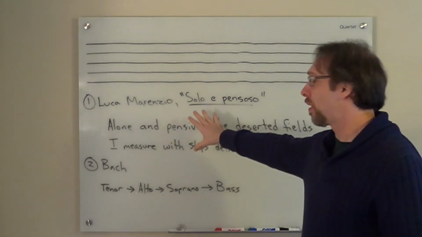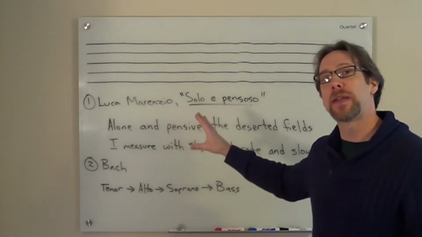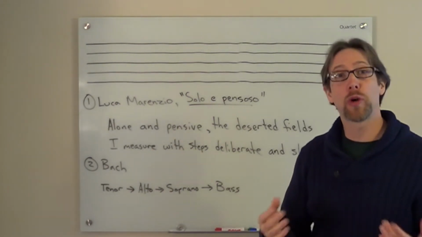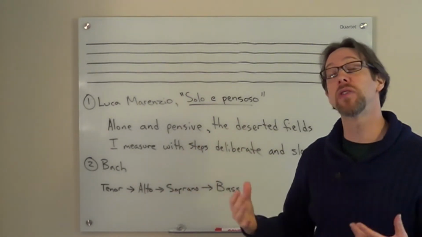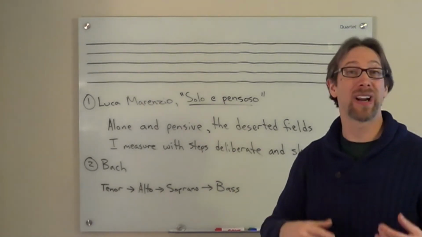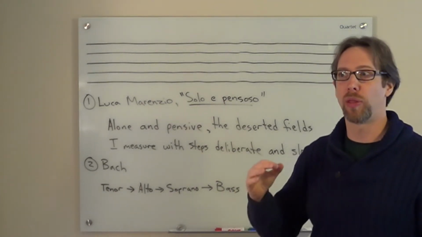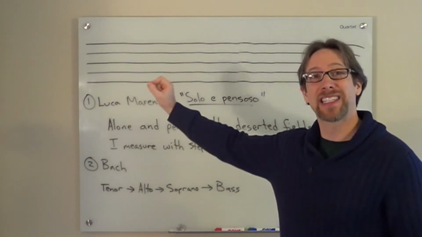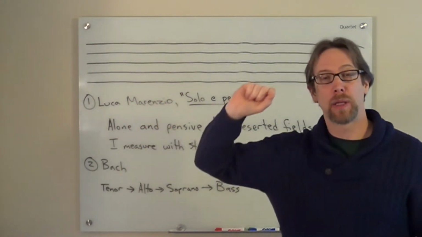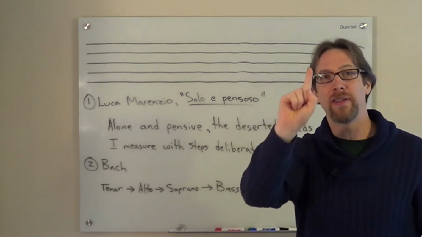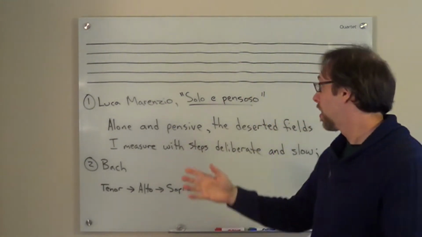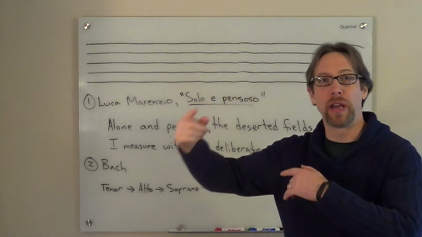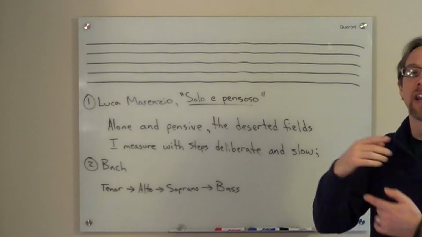This, by the way, comes from Italian madrigal style. And they made use of things called word painting. Word painting is where the notes in the music try to imitate or illustrate what the words are. So this is very literal. When the text says alone, Marenzio uses one singular voice. And then slowly, with measured steps, adds another voice, and then another voice, and another voice.